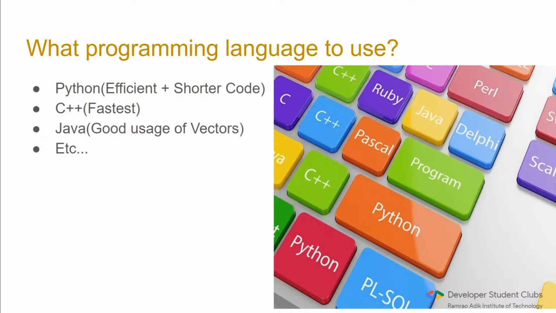So, to get started, you need to know what programming languages you have to use. The most commonly used are Python, C++, Java. There are others too, like JavaScript, C, etc. But Python is efficient and very quick to write. C++ though is a very fast compiling language. Java is used because of its really good way of implementing vectors and things like that.